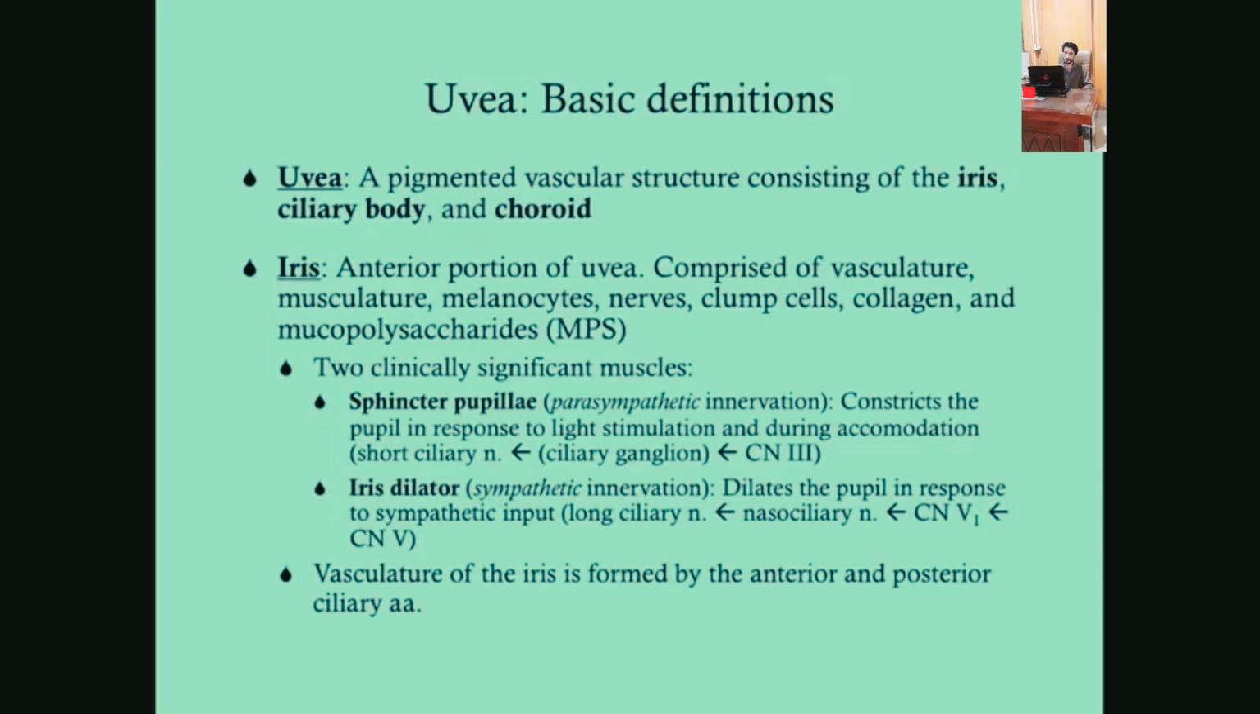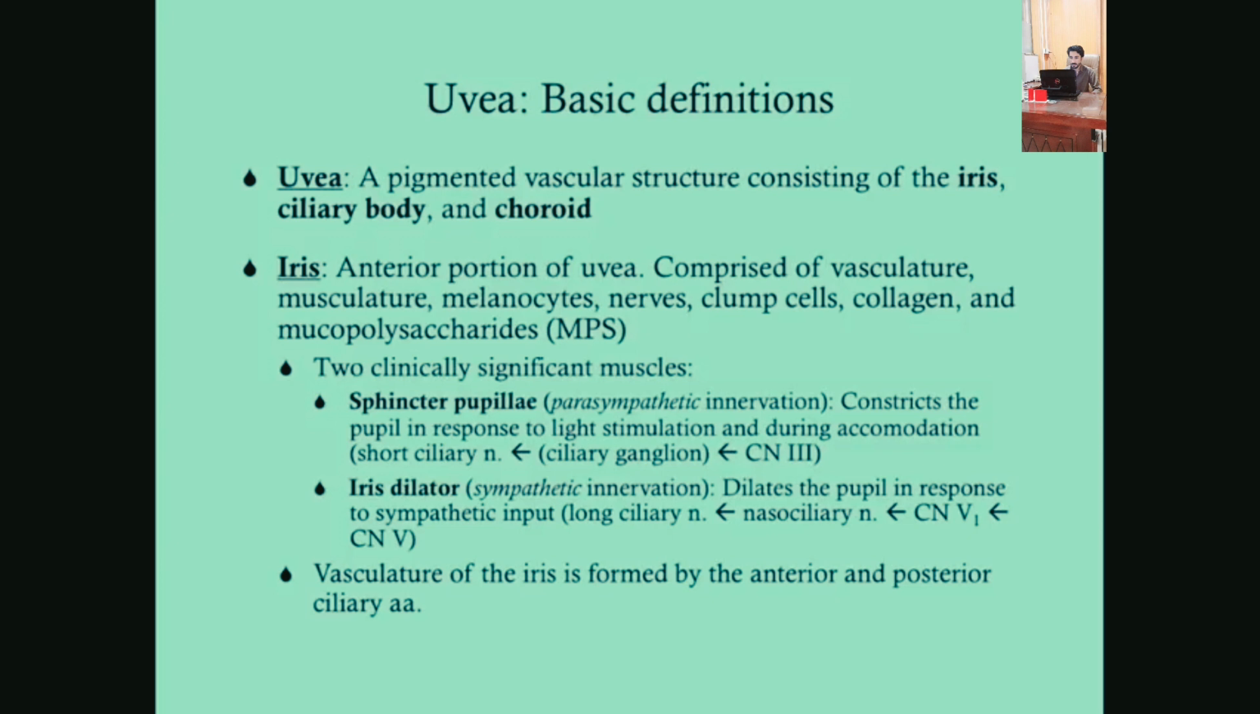So as mentioned, this receives its innervation from the short ciliary nerve. Ultimately, those fibers come from the third cranial nerve. The iris dilator gets sympathetic innervation, and this dilates the pupil in response to sympathetic innervation, and that comes from the long ciliary nerve, which ultimately comes from the ophthalmic branch of the trigeminal nerve. And these are just sympathetic nerves.